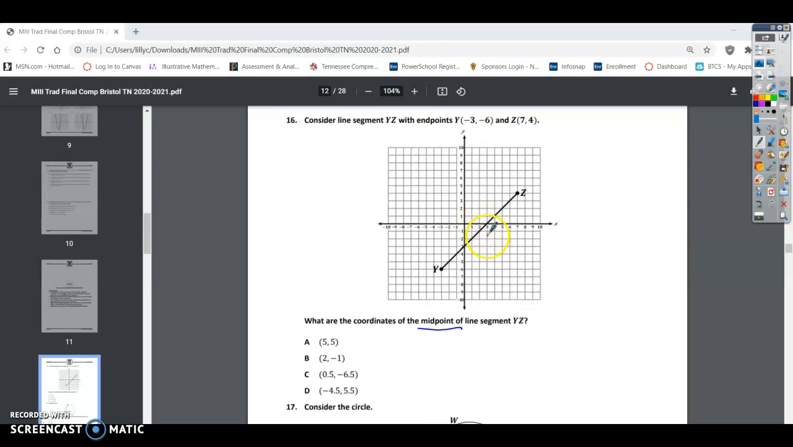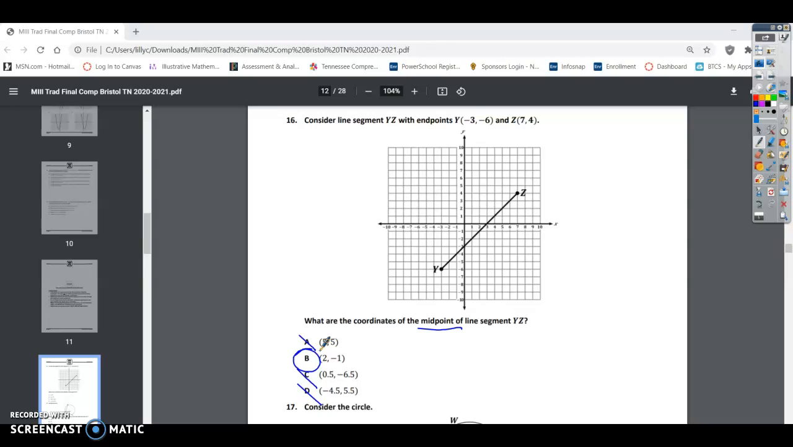So we know it's going to be somewhere in the middle, because that's what midpoint is, right? So if we look at these, we can say (5, 5) is up here. You can visually eliminate that. (-4.5, 5.5) is up here somewhere, so you can eliminate that one for sure. And (-6.5), yeah, you probably can eliminate that one. So more than likely the answer is B.